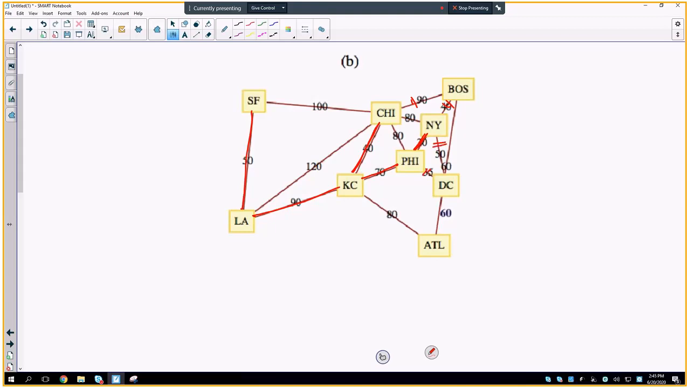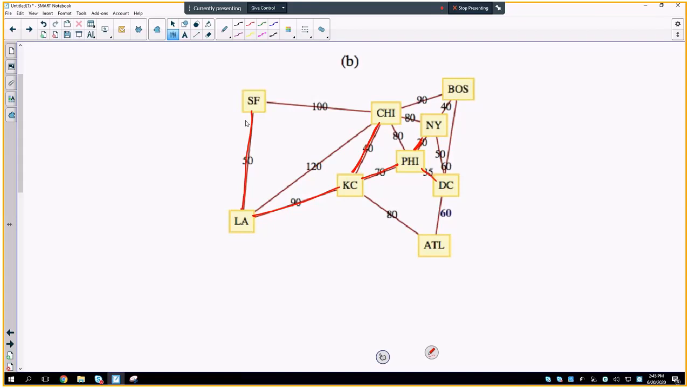Philadelphia and DC is good. Kansas City and Atlanta is good. So again, the least connection is between Philadelphia and DC. So we'll keep that and get rid of the rest of them. So Philadelphia to DC will be connected with the connection of 35. And I look for my connections now.